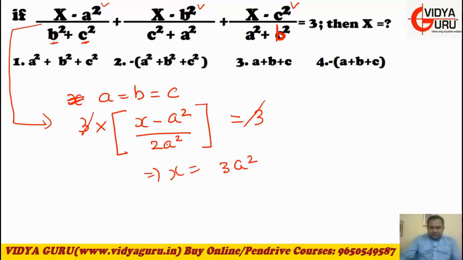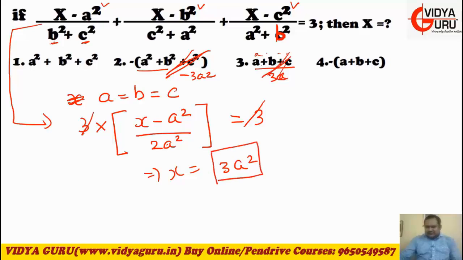So which option should be chosen? This is minus 3a square, cannot be true. This is 3a because a plus b plus c, a plus a plus a is 3a. So this is also not true because the actual answer is 3a square. Similarly this is also not true. So this is true, a square plus a square plus a square.